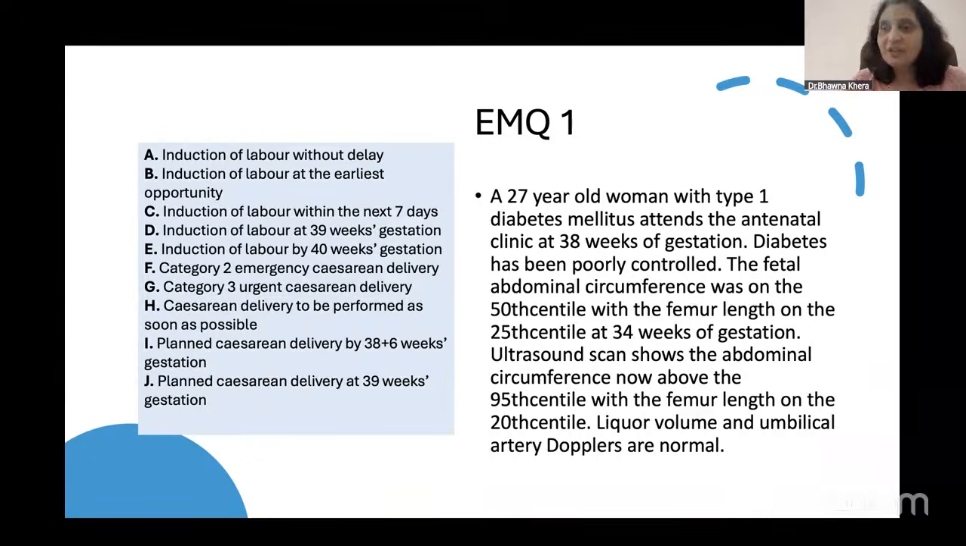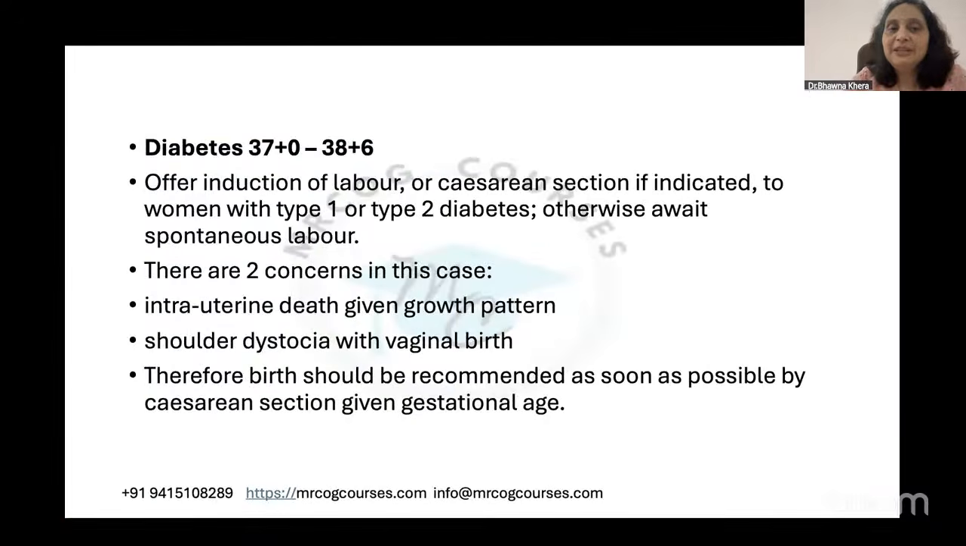And let me check who is the fastest finger first. That is Dr. Sabita. Three cheers for Dr. Sabita. She got the answer right. But three cheers for everyone who tried answering and managed to put the answer in the chat box. Now you will never forget this answer by the time you go to the exam. So this is diabetes, 37 to 38+6.